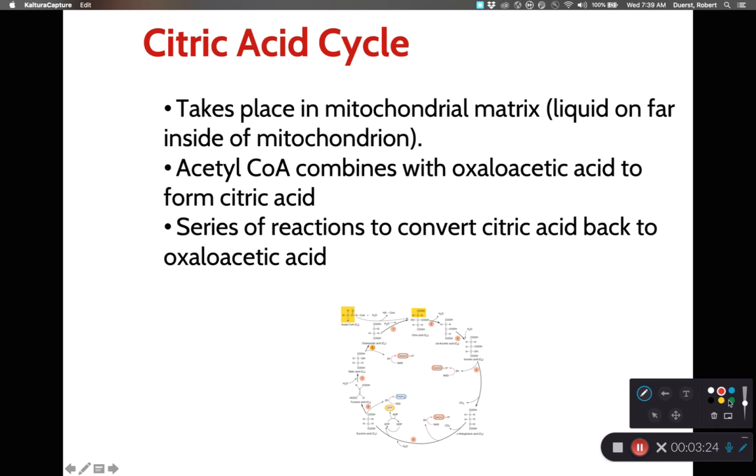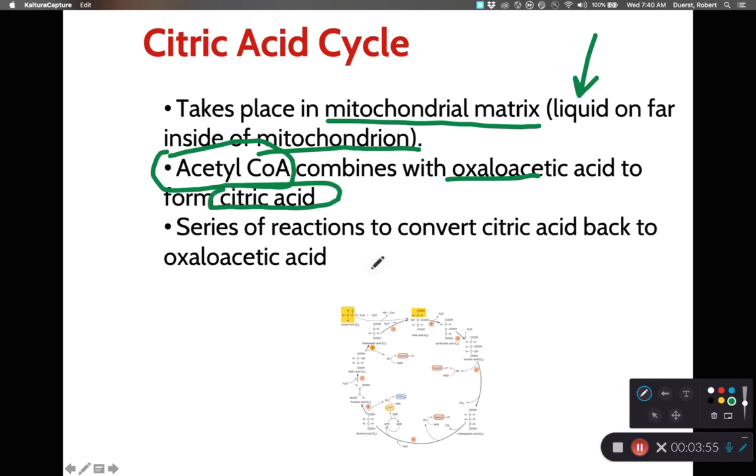As we look at the citric acid cycle, it takes place in the mitochondrial matrix. To review, this is the liquid on the innermost part of a mitochondrion. Mitochondrion is the singular form of mitochondria. And as we're looking at this mitochondrial matrix, we need to get the carbons from the pyruvic acid into the mitochondrial matrix. So we take pyruvic acid, we turn it into acetyl-CoA, or acetyl coenzyme A, and that acetyl-CoA combines with the oxaloacetic acid to make the citric acid, like I talked about 2 slides ago.